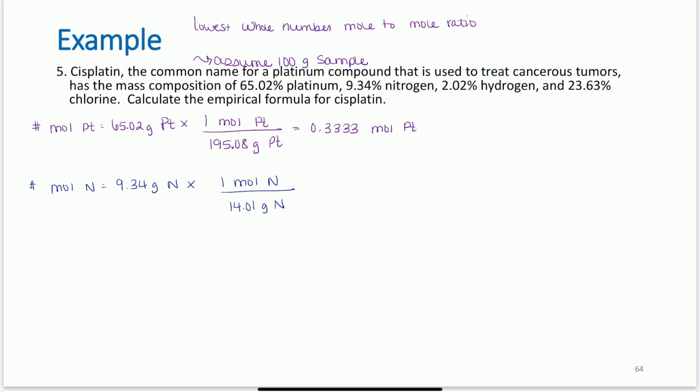As another reminder, I know we learned about diatomics in this chapter. When we're dealing with empirical formula here, and I say nitrogen, this actually means just nitrogen, not N2. Hydrogen here means just H, not H2. Chlorine here means just Cl, not Cl2, because it's a multiple ratio of the elements to other elements, not the overall intended formula. This gives me 0.6666 moles of nitrogen.